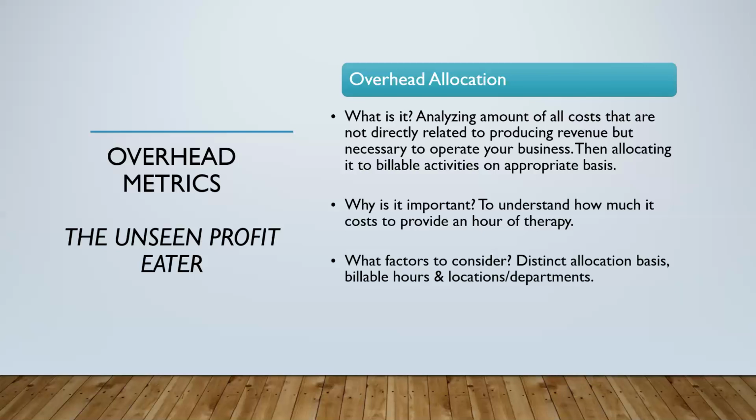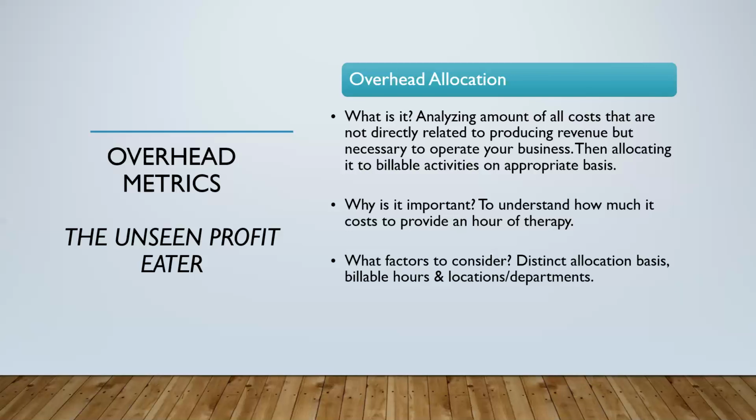Those two numbers together are power. They give you the power to understand how much it costs to produce 1 hour of therapy and then compare it to how much they're paying you and make sure it's enough and that there's somewhat of a profit margin left. So what factors should you consider?